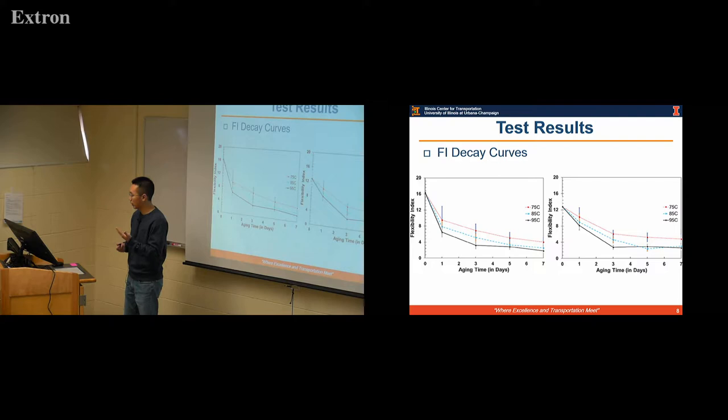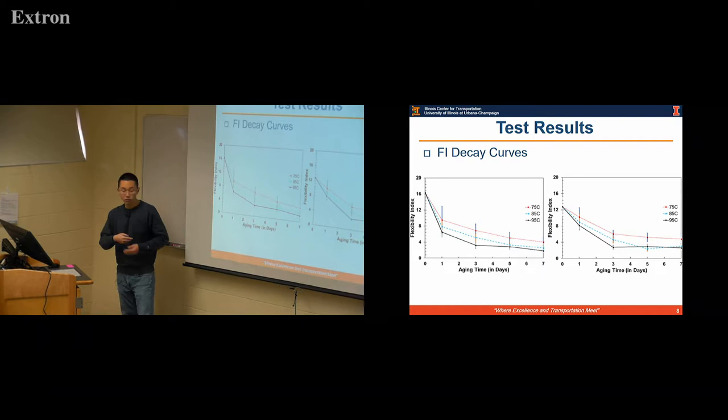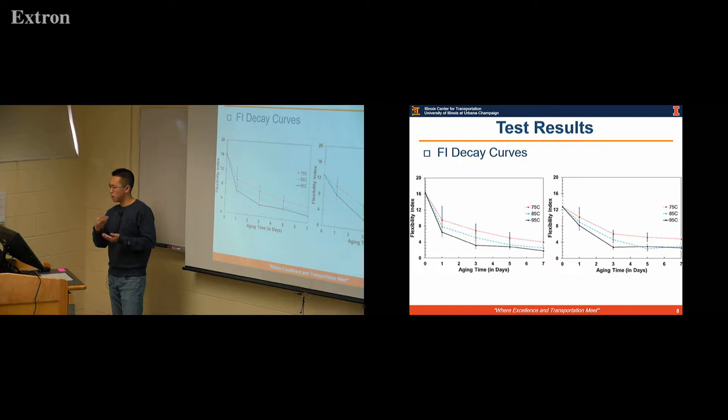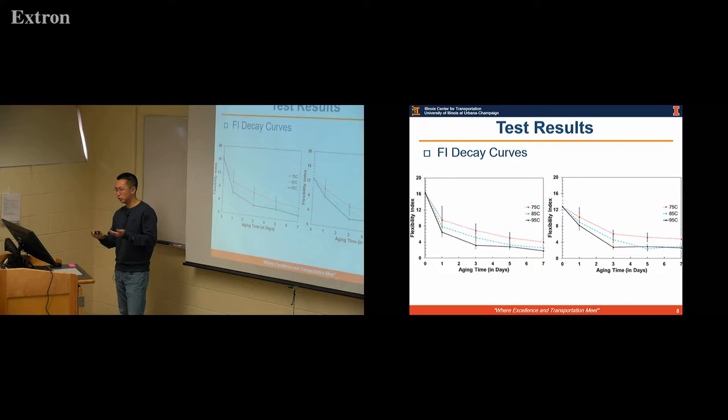However, you can notice, especially from the right plot in this slide, that after 3 days of aging, especially for 95 C, the flexibility index converges, which helps us think that we may not need that long period of time to simulate the aging. We may start from a shorter aging duration to predict the performance.